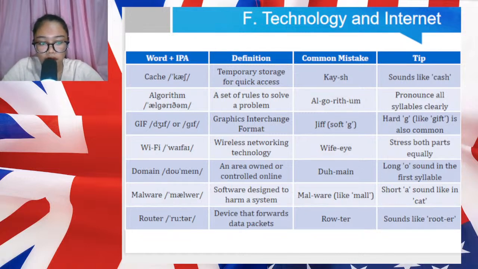Wi-Fi. It's crucial to give equal stress to both syllables to reflect the intended pronunciation. Wi-Fi, not Wi-Fi or Wi-Fi. It should be Wi-Fi. Equal stress only.